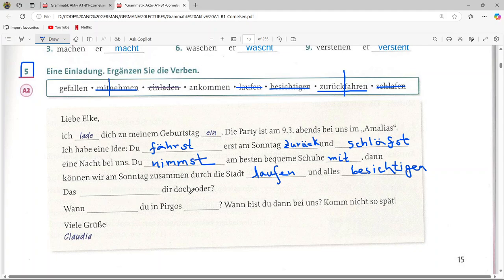Das blank dir oder? So like, do you like this idea or not? To like is gefallen. So das gefällt. Dir is used. Dir is replacing du. Okay, you will learn in the next few days that in the dative case du becomes dir. Okay, do you like the idea or not?